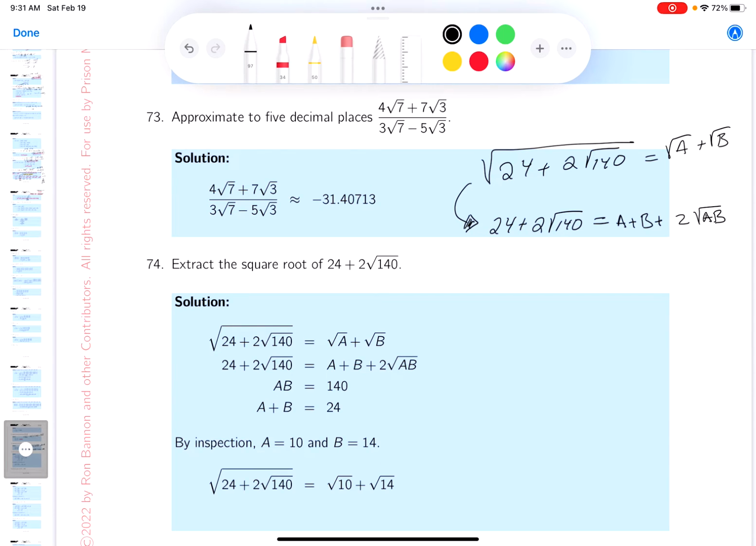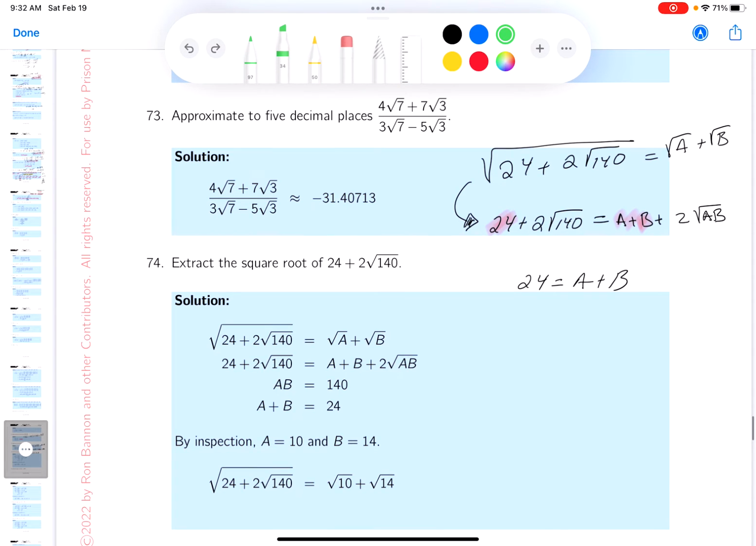All right? Then someone says, what are you going to do now? I'm actually going to equate things that should be equated. I'm assuming A and B are nice numbers, by the way. So I'm going to equate this over here, and I'm going to say 24 would equal A plus B. Let me write this down for you. 24 would equal A plus B. And then I'm going to equate this with that.